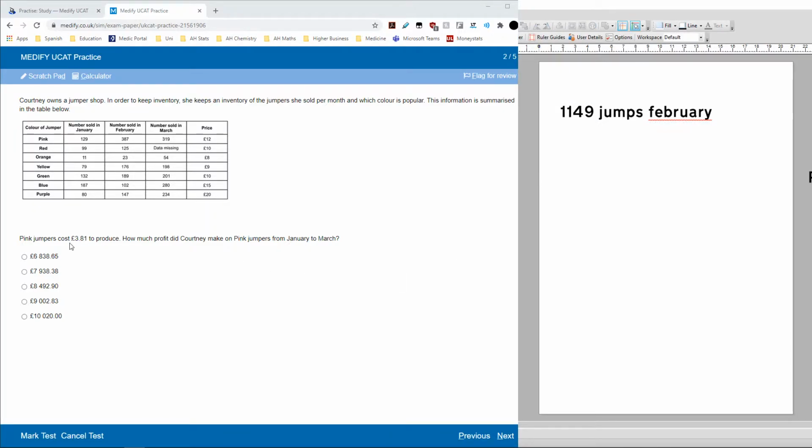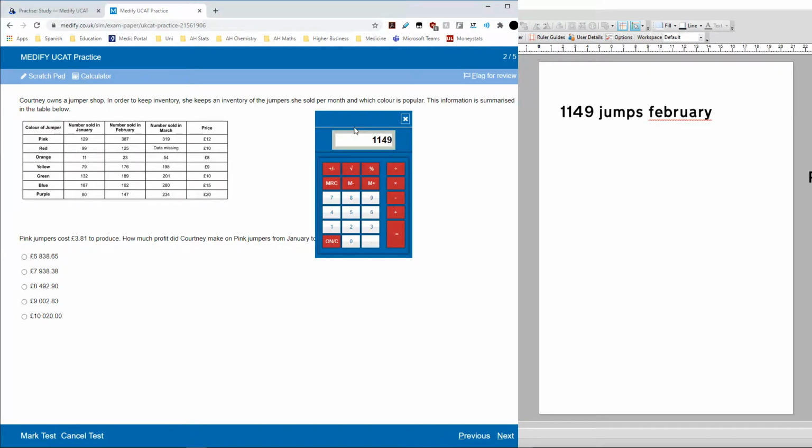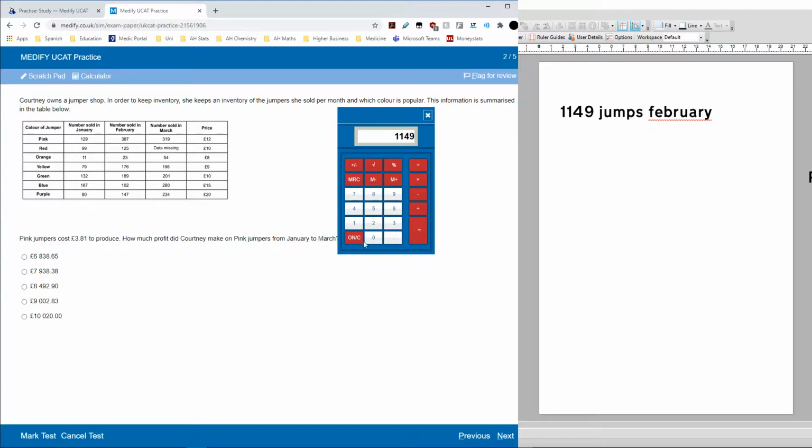Now, pink jumpers cost £3.81 to produce. How much profit did Courtney make on pink jumpers from January to March? So, what I would do here is I'd work out the number of pink jumpers sold first, which I'll just do. So, 129 from the top row, add 387, add 319. So that's 835. I'll make another note of that. 835 pink jumpers.